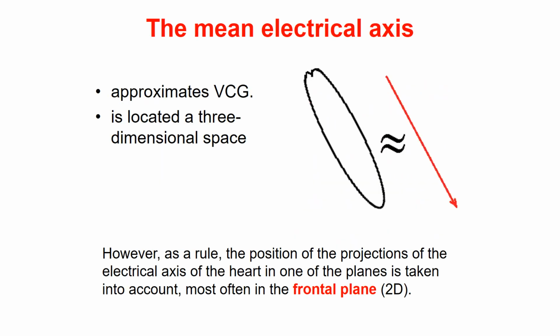The mean electrical axis approximates VCG. The mean electrical axis is located in three-dimensional space. However, as a rule, the position of the projection of the electrical axis of the heart in one of the planes is taken into account, most often in the frontal plane, 2D.